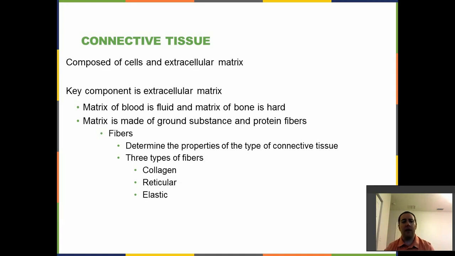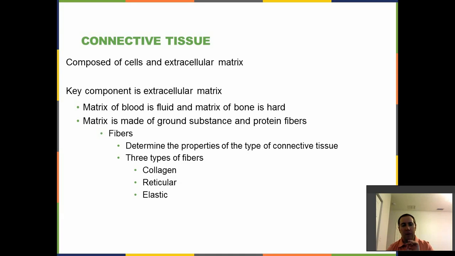Bone is also connective tissue, and its extracellular matrix is hard. So you can't make a definition of what extracellular matrix looks like. You just have to remember whatever is between the cells in connective tissue. The extracellular matrix is made up of two things itself. There is ground substance and protein fibers.